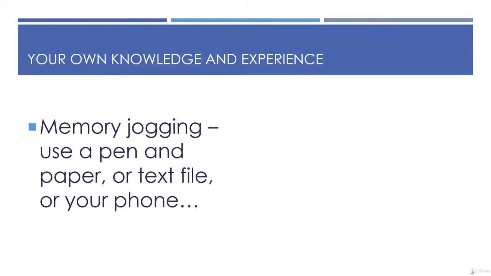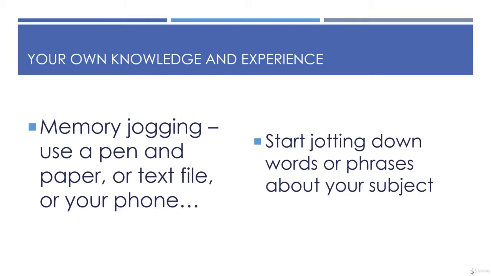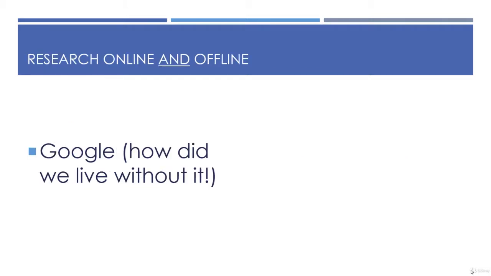So the first place to look is your own knowledge and experience. What do you already know about your subject? Now you might need to do some memory jogging here. So just use a pen and a paper or a text file on your device or even your phone as you're going about your daily activities, and start jotting down words or phrases about your subject. Once you start doing that, it's like brainstorming and other ideas come into your head and you remember things that you have forgotten.